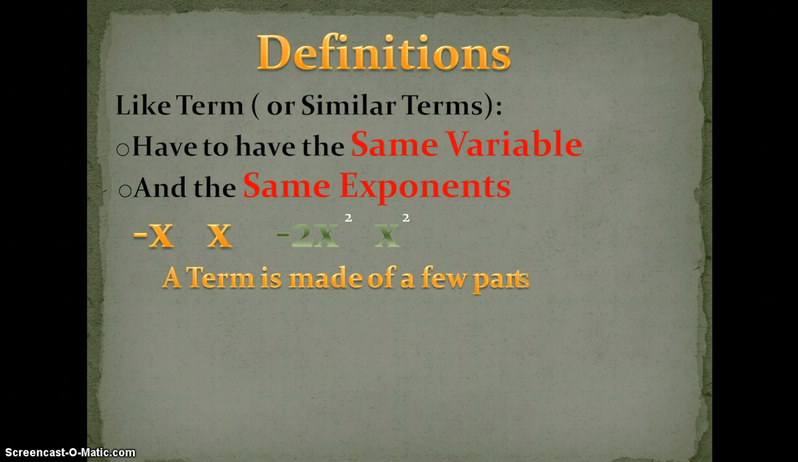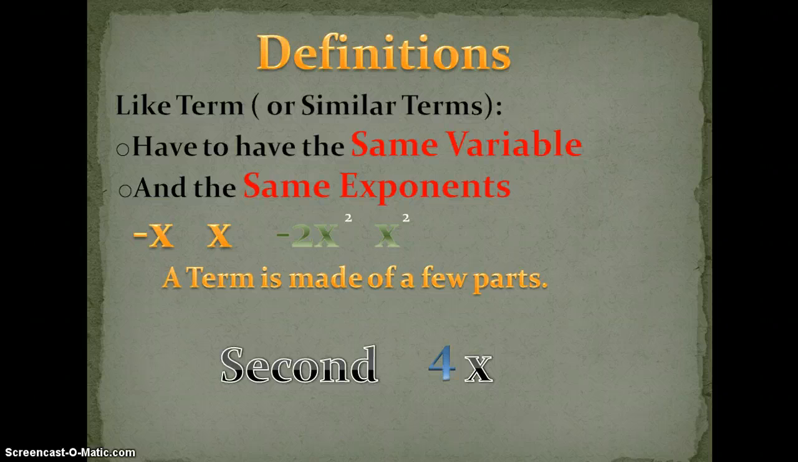Alright, now there are several parts to a term. Let's look at them. First, that's a variable. Second would be the coefficient that the variable is being multiplied by. And then third is the exponent. These are the three parts that make up a term.